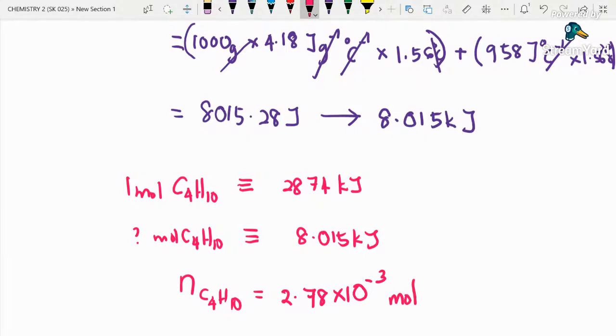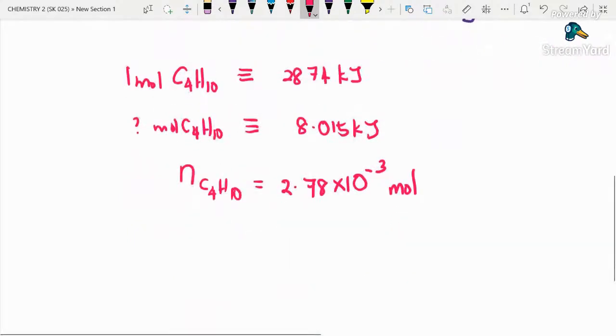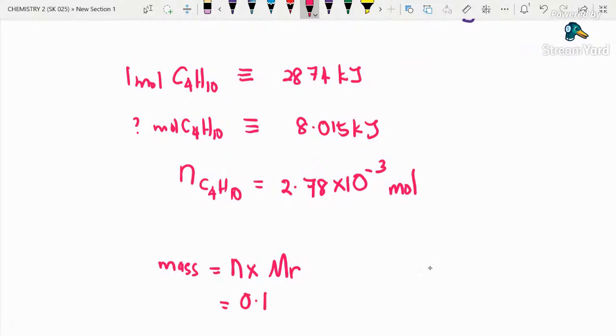Am I right? And then find the mass. As usual, mass equals mole times molar mass, 0.162 gram. So this is the mass of butane required to increase the temperature.